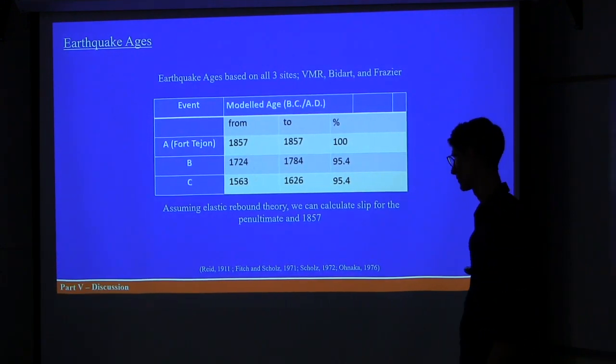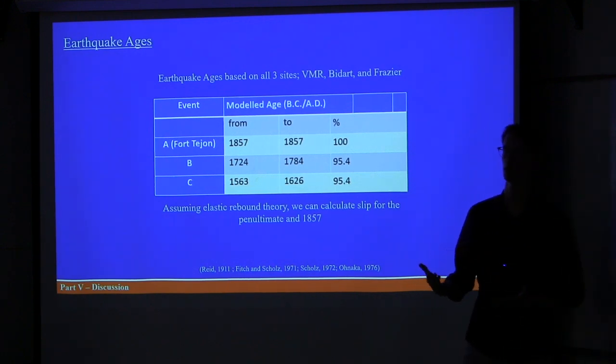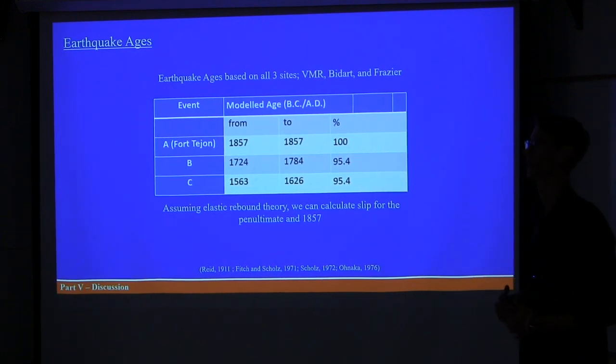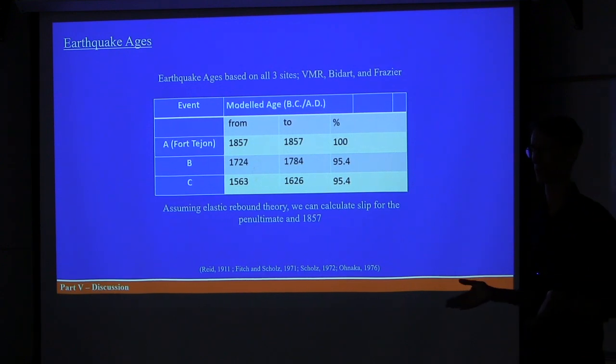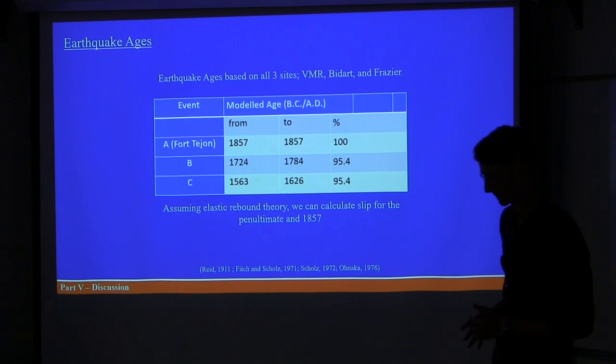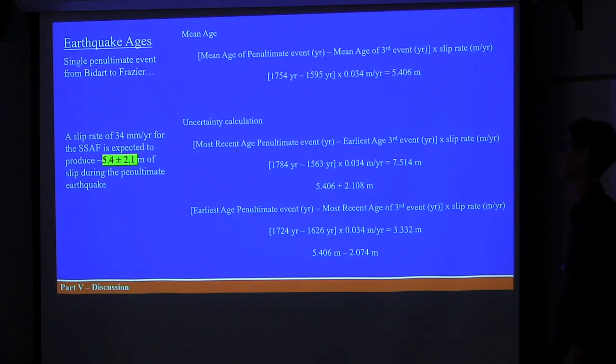Now, what we can do with this is a couple of things. We can play with the data. Assuming elastic rebound, which is essentially that if you're accumulating slip, that slip will be released during the earthquake, we can do some basic calculations. The calculation would be that if you have 100 years in between two earthquakes with a slip rate of 34 millimeters per year, 34 millimeters times 100, you should be accumulating 3.4 meters of slip, right? So using that simple calculation, we can calculate the expected slip of the penultimate earthquake and for 1857.